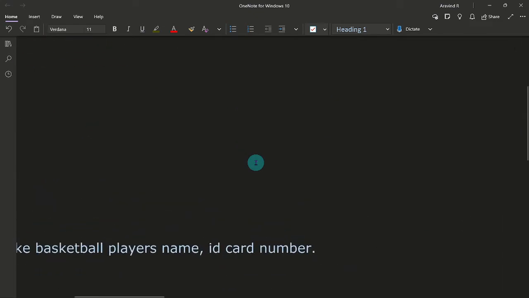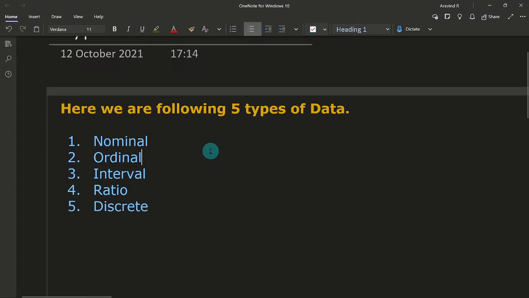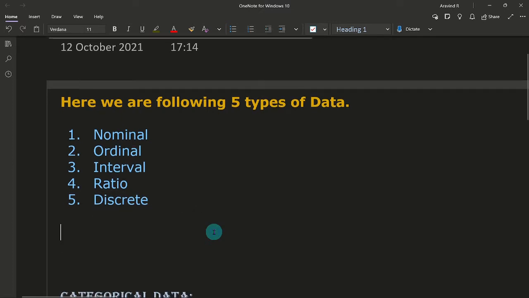We have five types of data inside the categorical as well as numerical: nominal, ordinal, interval, ratio, and discrete. These are inside the categorical as well as numerical data types. We will look at each and every area in depth, and I confidently tell you that you will get clear knowledge about these five types of data.